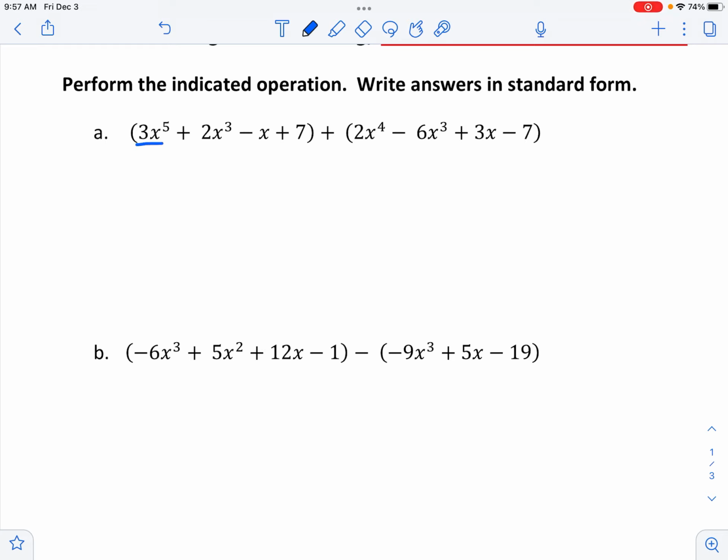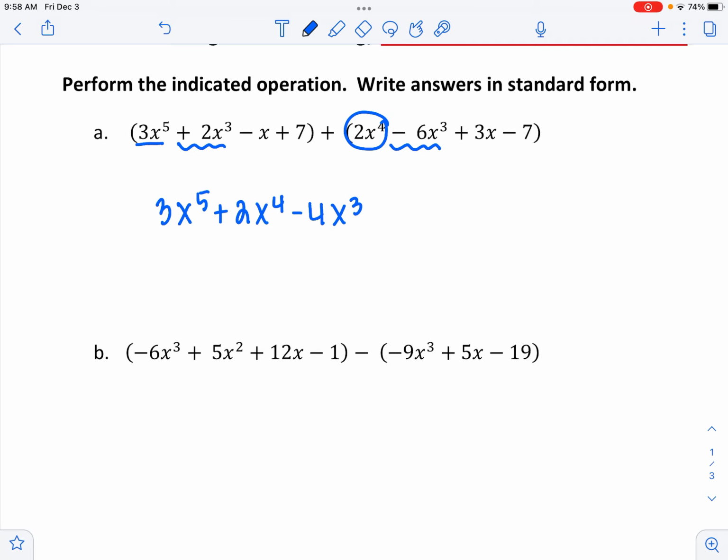We look here, we have 3x to the 5th, and I look for any more x to the 5th, and I don't have them. So I'm just going to write down 3x to the 5th. Now I'll move on to x to the 4ths. I have a positive 2x to the 4th here, so plus 2x to the 4th. No more x to the 4ths. I have a 2x cubed and a -6x cubed, which is -4x cubed.